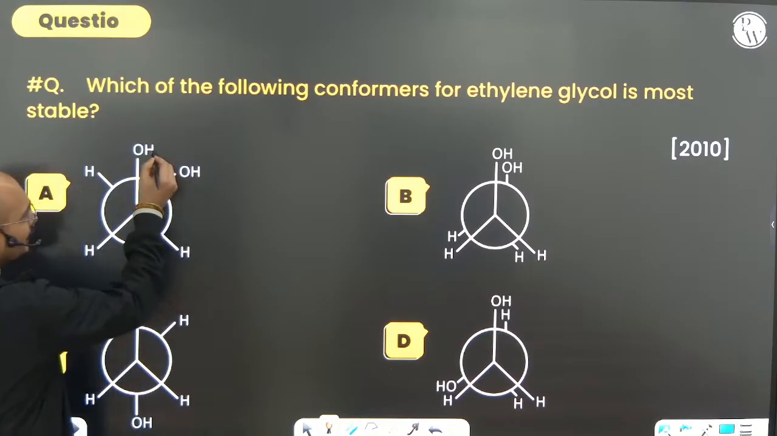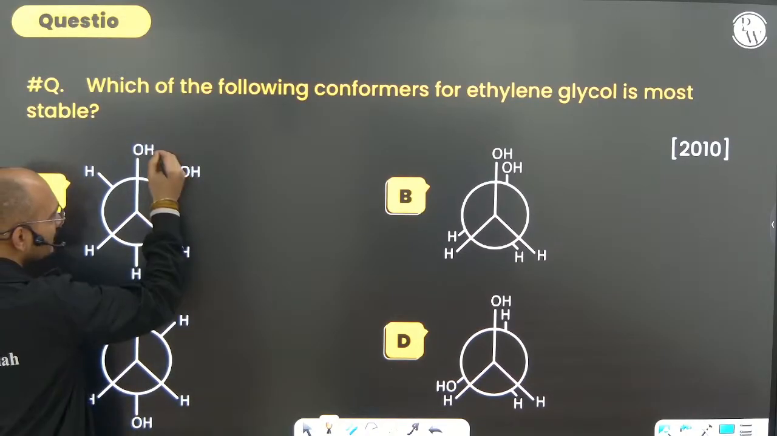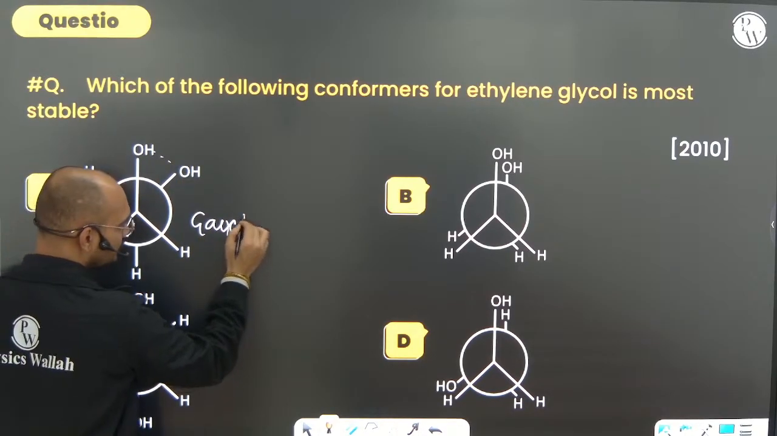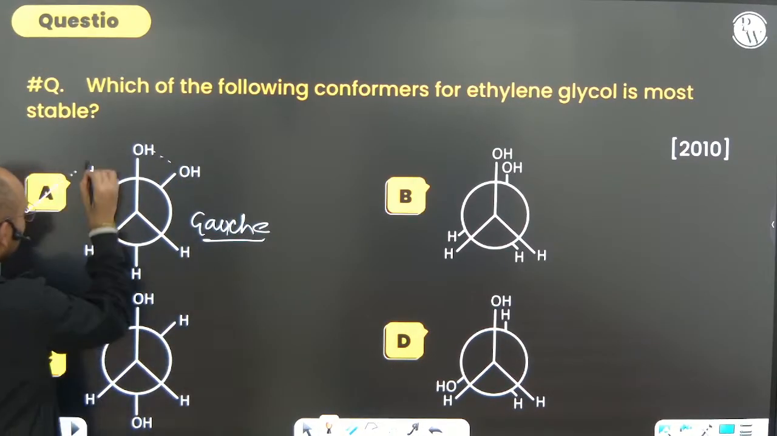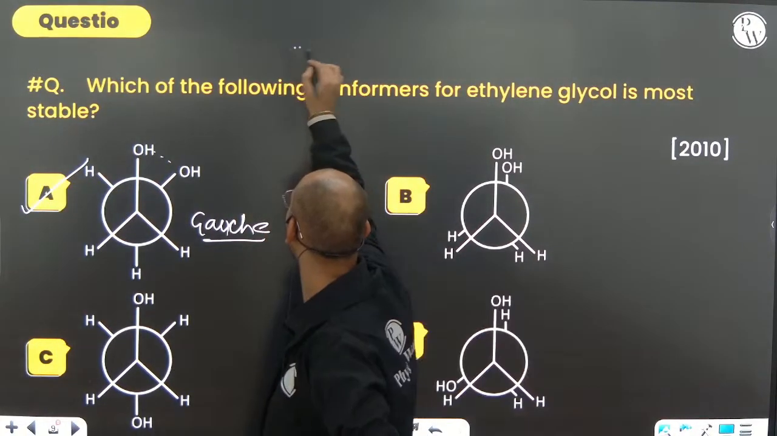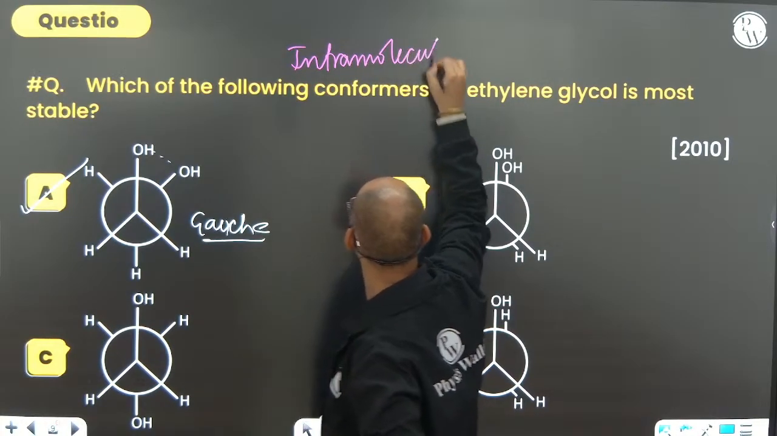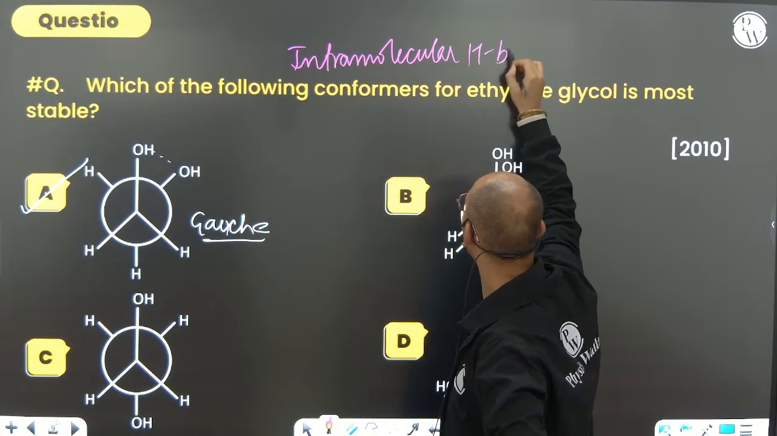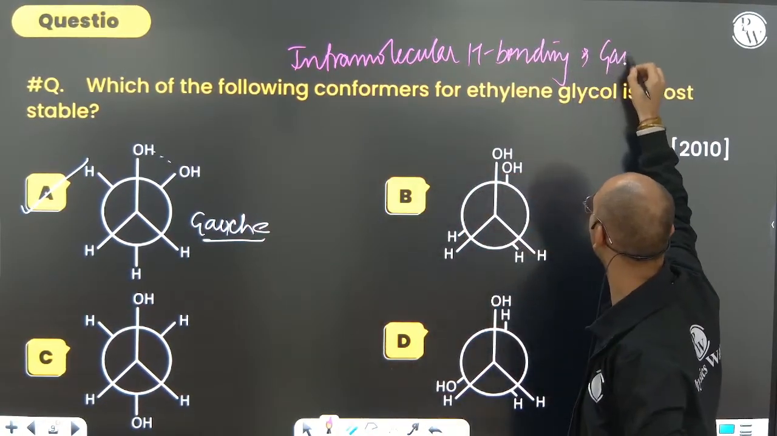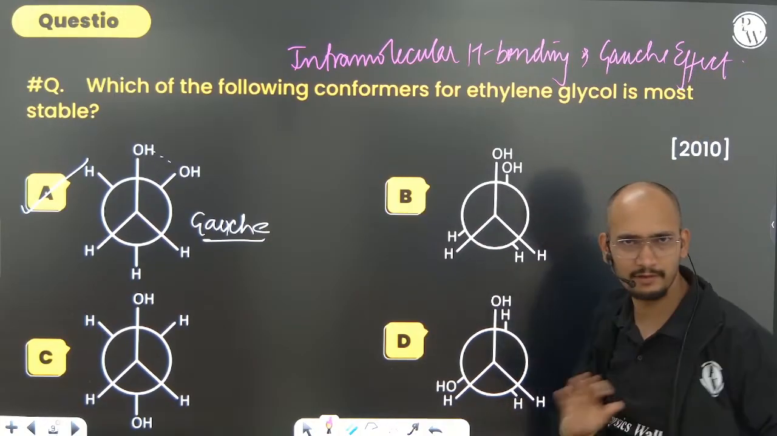So can you see OH? OH and OH are gauche to each other. This is the gauche position. So always remember, wherever there is intramolecular hydrogen bonding, the gauche effect will be working. The gauche effect works, not a big deal.